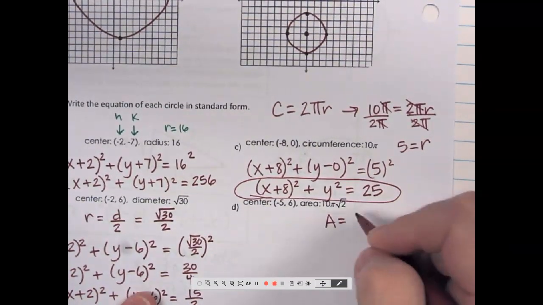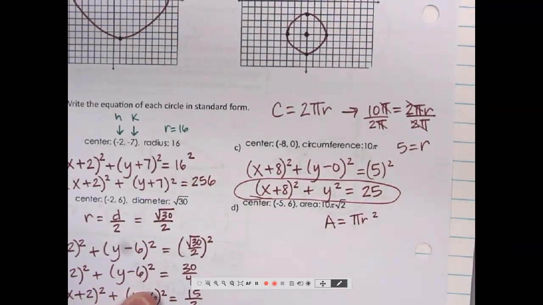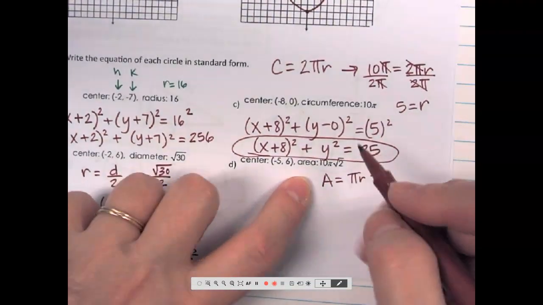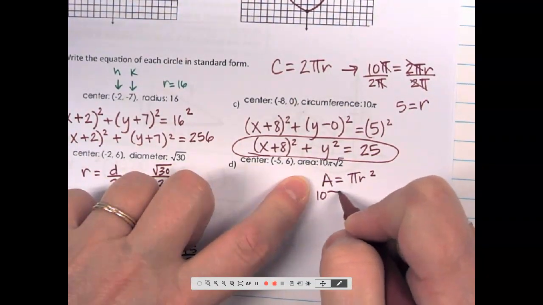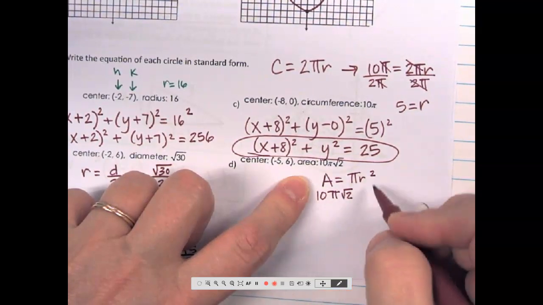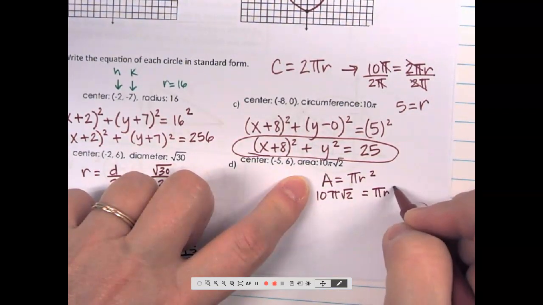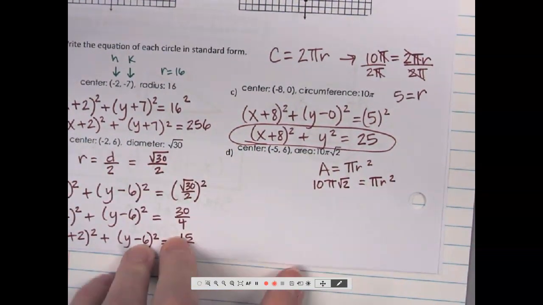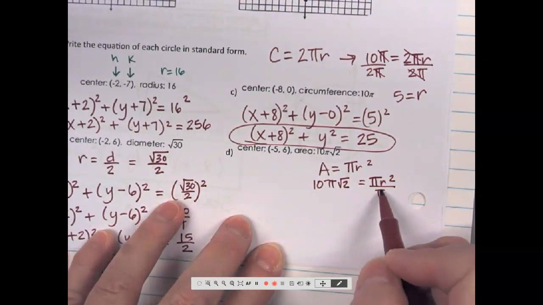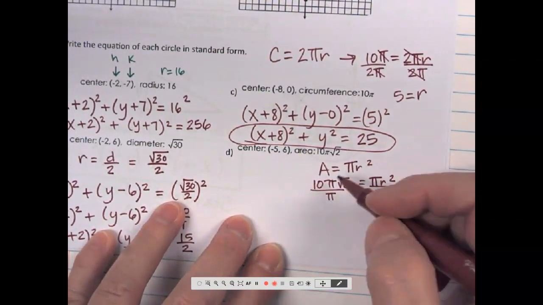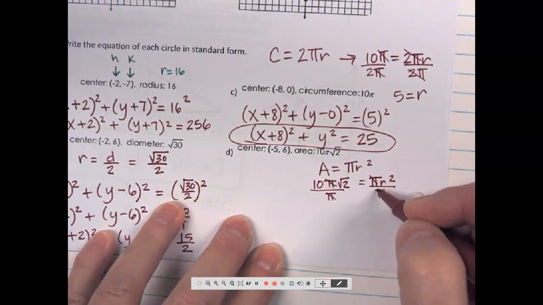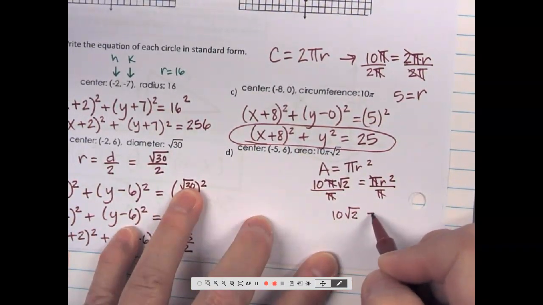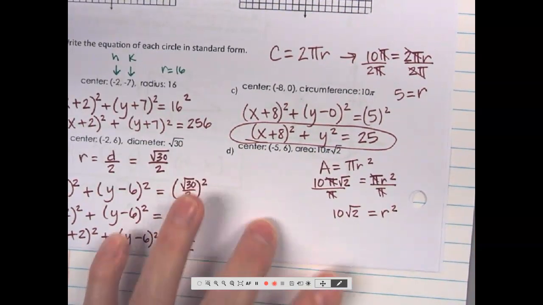Yes, pi r squared. Pi r squared is area, 2 pi r is circumference. Okay, so I'm giving you area is 10 pi square root 2, and that equals pi r squared. How about if we divide by the pi's and get rid of those? Those are just numbers. So now I have 10 square root 2 equals r squared.